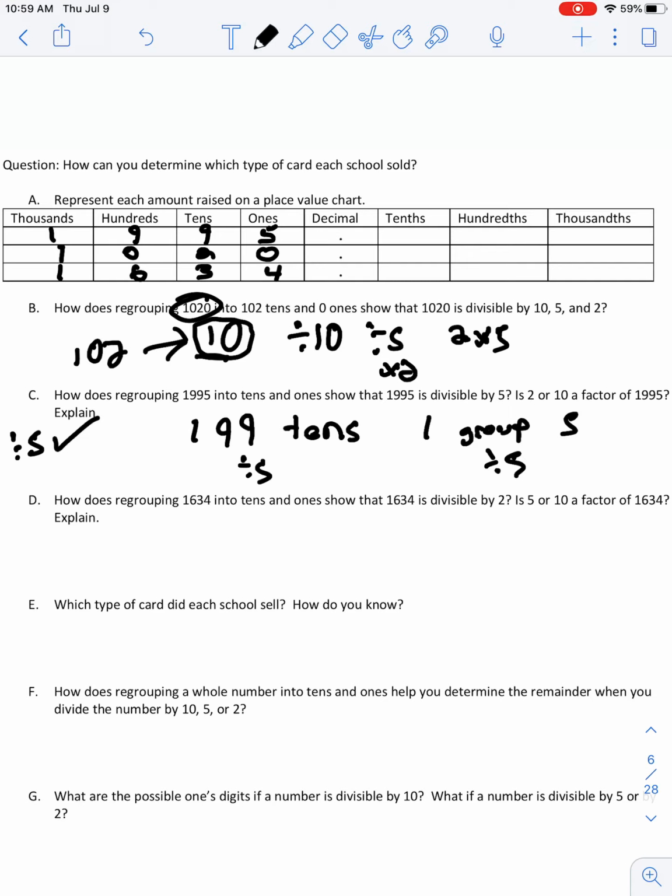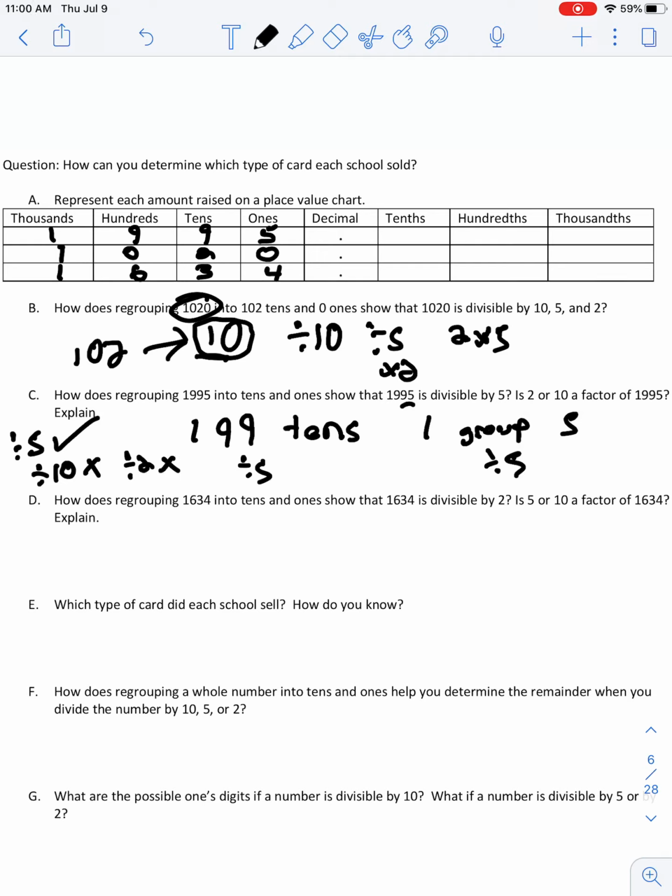Is 2 or 10 a factor? Using the divisibility rules above, I know 10 only goes into groups of tens. But we have a group of 5, which isn't a group of 10. So I know that this is not divisible by 10. How do I know it's not divisible by 2? Well, it's only divisible by 2 if it is an even number. This ends in 5. It is not an even number, so it's not divisible by 2.